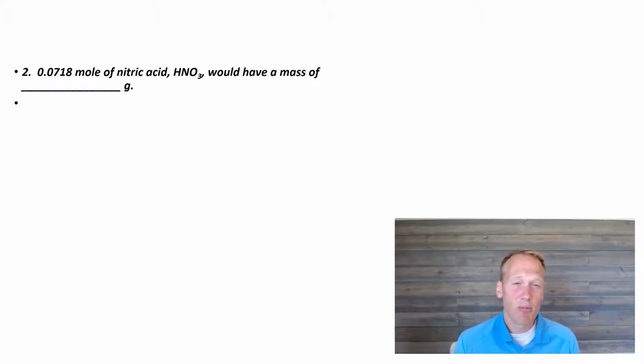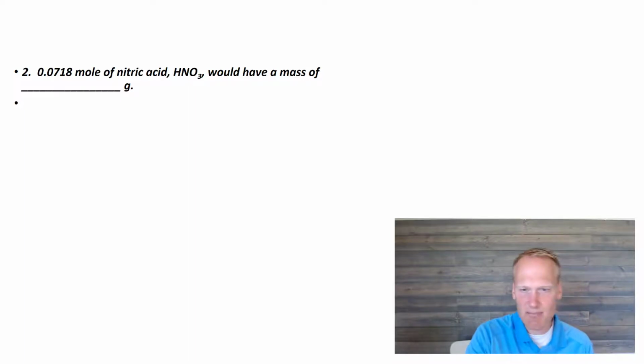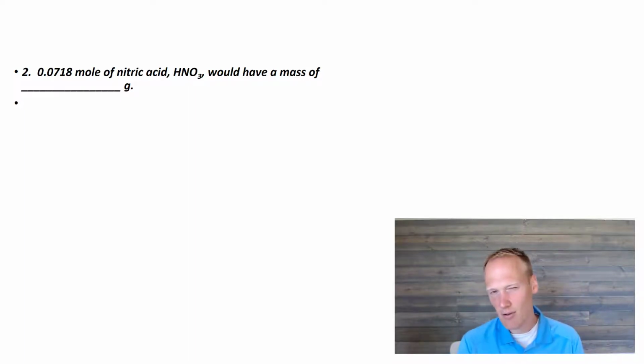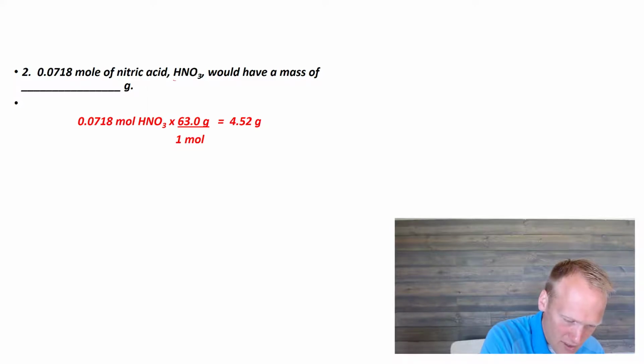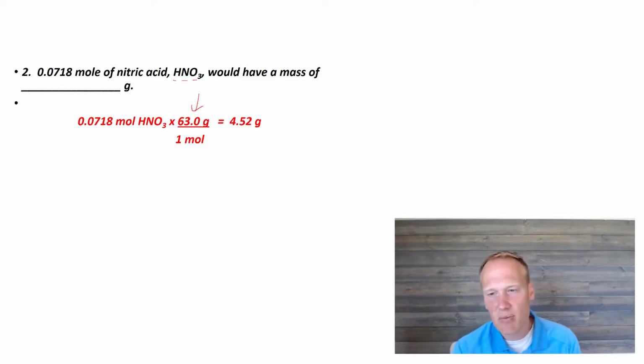Here's another problem. 0.0718 moles of nitric acid, which is HNO3, would have the mass of blank grams. So our given is moles, so that means moles is going to go on the bottom of the equality, and grams, which is the molar mass, would go on the top. And it'll look like this. If we take 1 hydrogen, 1 nitrogen, and 3 oxygen, it's going to add up to 63.0.